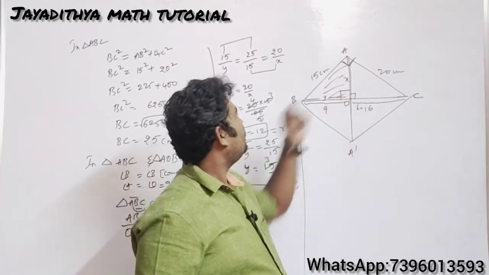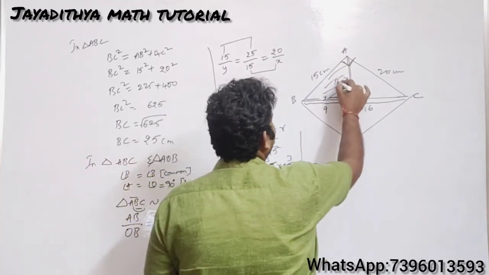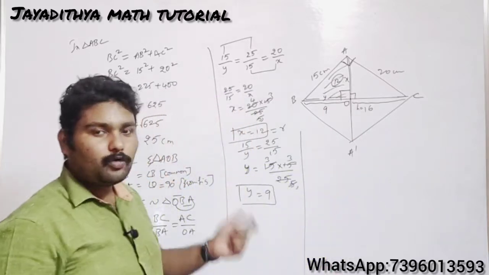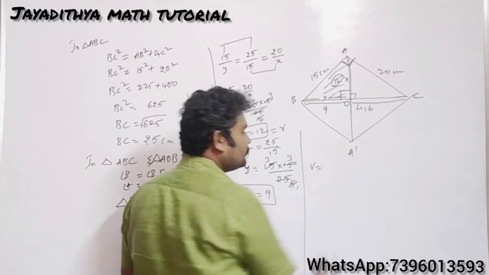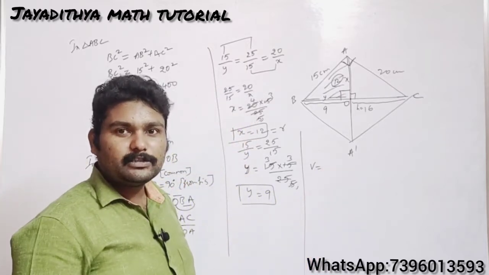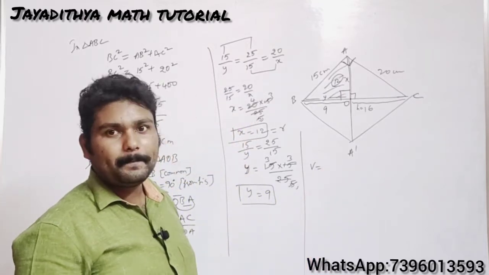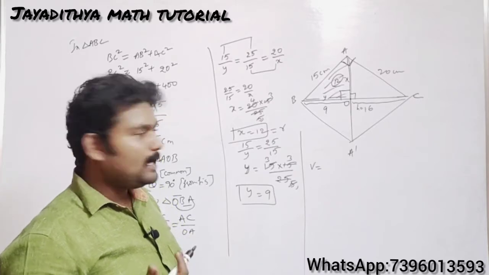But the radius is the same. What is the radius? X is equal to 12. So the radius is nothing but 12. So how to find the total surface area and how to find the volume there? So volume is equal to how much? What is the formula here? Volume is equal to 1 by 3 pi r square h.